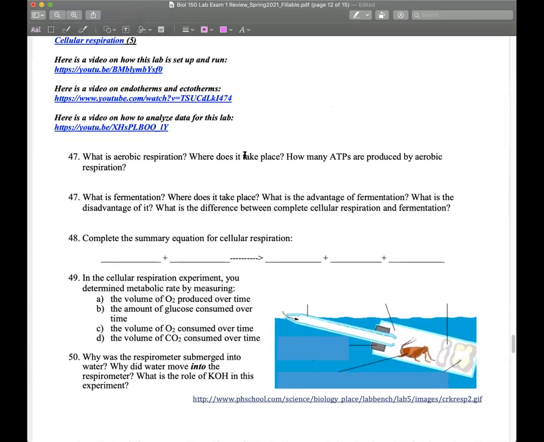Okay, so aerobic respiration or cellular respiration, very important cellular process. Where does it take place? Don't worry about how many ATPs are produced. No one knows for sure. I don't know why they put that question on here. Where does cellular respiration happen? Why is it important? Mitochondria. Cytosol. Yeah, it happens in the mitochondria. It's about transforming energy.